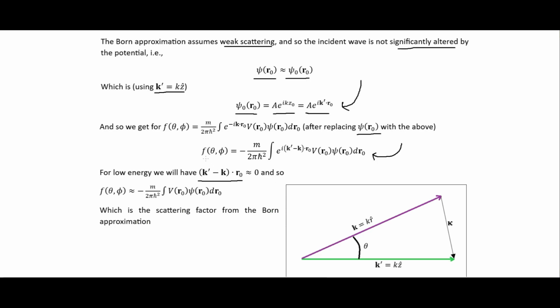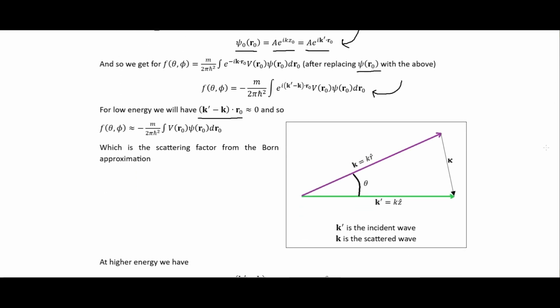So I guess it helps to sort of know what this actually means. If you've kind of forgotten, this k prime is in the z direction here, so that's the incident wave, and this k is the wave vector for the scattered wave, and this theta right here is the angle between the incident and the scattered wave. And these k prime and k are the wave numbers for both of those waves. And so when we have this equal to 0, this right here will go to 1. And so we have this right here. And this is the scattering factor from the Born approximation at low energy.